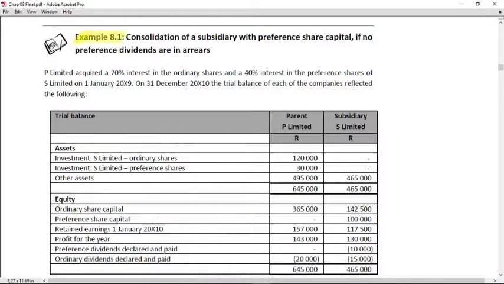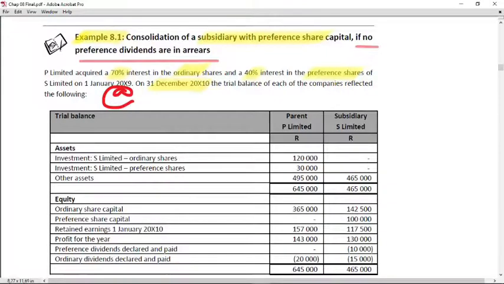Example 8.1 looks at the consolidation of a subsidiary with preference share capital if no preference dividends are in arrears. P Limited acquired a 70% interest in the ordinary shares and a 40% interest in the preference shares of S Limited, and my acquisition date is 1 January 20X9. Then they give you the trial balance on 31 December 2010 of each of the companies. We will be preparing the consolidated financial statements for the year ended 31 December 2010.